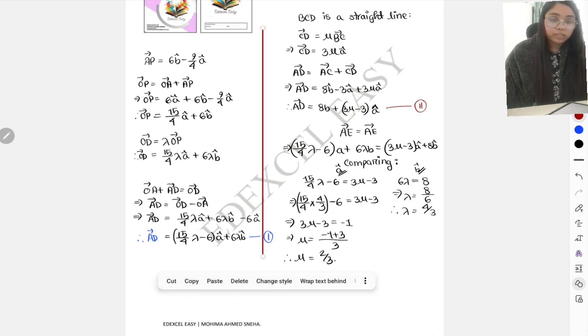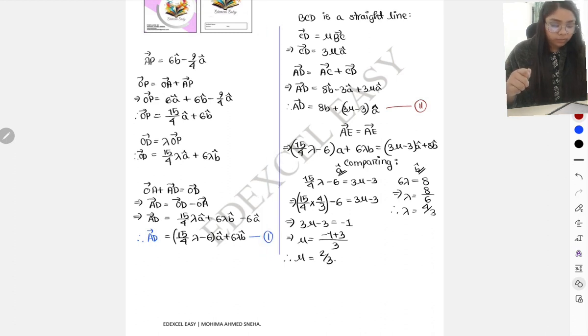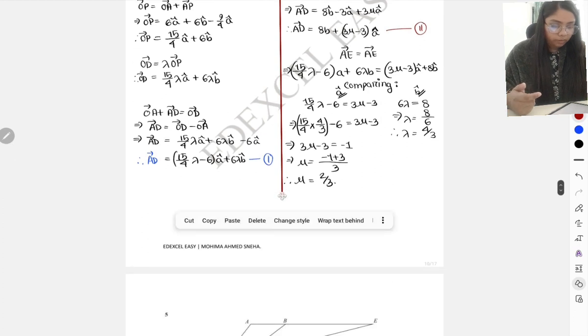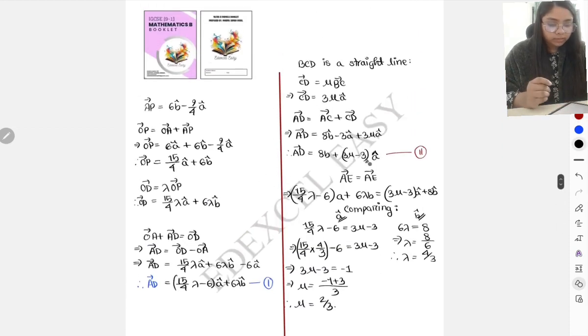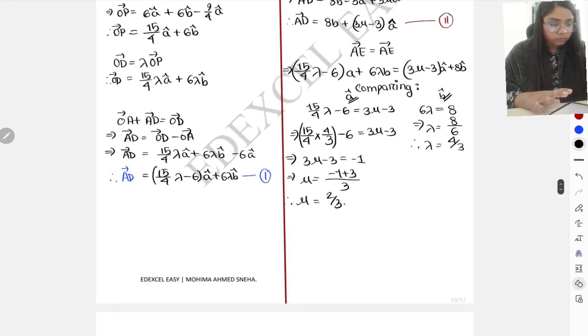So in order to find out AD, as AD was in terms of mu and lambda, we had to find out mu and lambda. Now after we have the value for mu and lambda, I can just input this into any of the equations to find out the value of AD. I'll obviously use the second expression because it's much easier. So at the very end, I can finally conclude and write the final expression for AD.